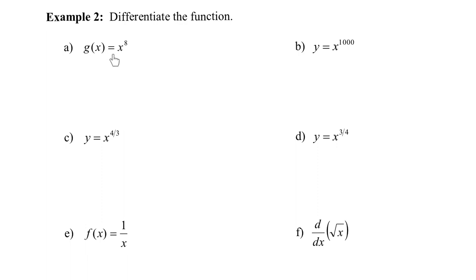So we're going to differentiate these functions. You've got g of x equals x to the 8th. So this is a perfect one for the power rule. It's a power function. So g prime of x, to find that, the 8 comes down, and we have x to the 8 minus 1, or 7th power. So g prime of x equals 8x to the 7th.